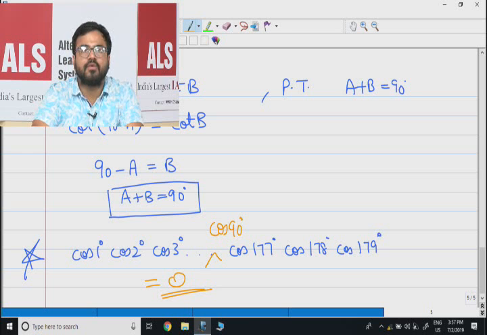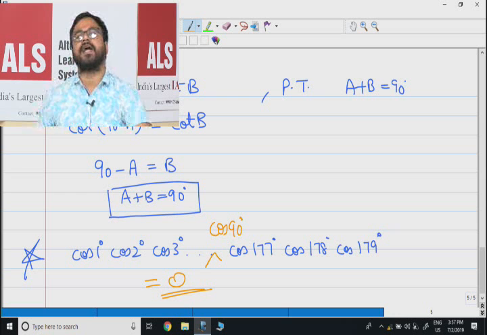Okay, so now we'll take a quick 5-minute break, and at sharp 4 o'clock we will start our next chapter, which is the application of trigonometry, or we can say the height and distances.